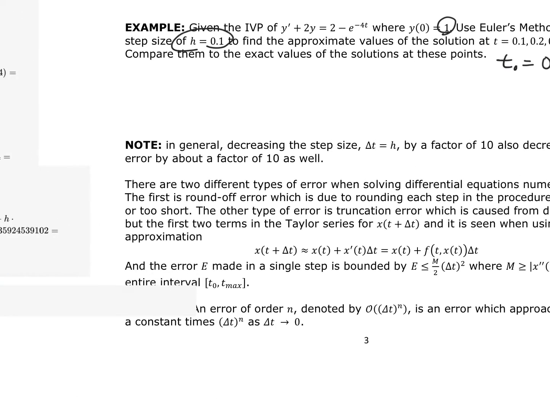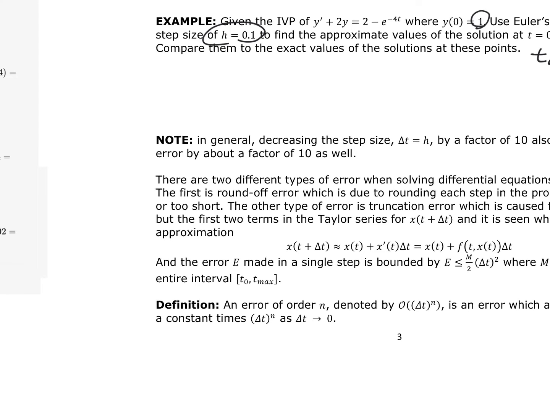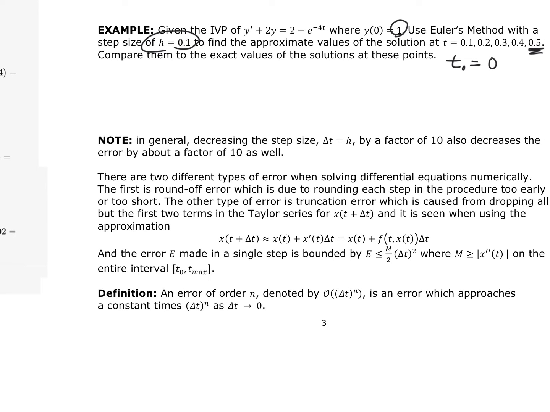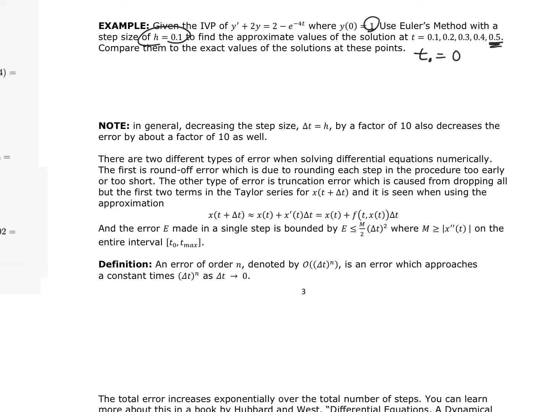Now, when you're going through this, if you decrease the step size by a factor of 10, your error will also decrease by a factor of 10. There are two different kinds of errors when solving differential equations numerically. First is a round-off error. We are going to get that, especially if you round off too early or you round off so it's not a long enough set of numbers. The other is a truncation error, and that's caused from dropping all but the first two terms of the Taylor series. And it's seen when using the approximation here.